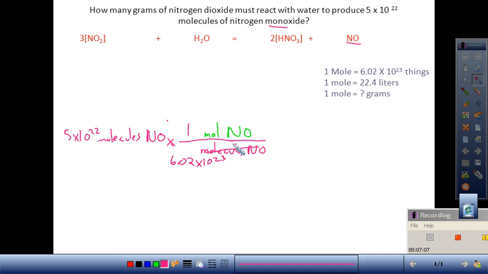Alright, I'm going to cross off my like units. Now I'm in moles of NO, but I want NO2. So I'm going to get rid of that. I'm in moles of NO, so I'm going to put it down there to cancel it. I want to get into NO2.